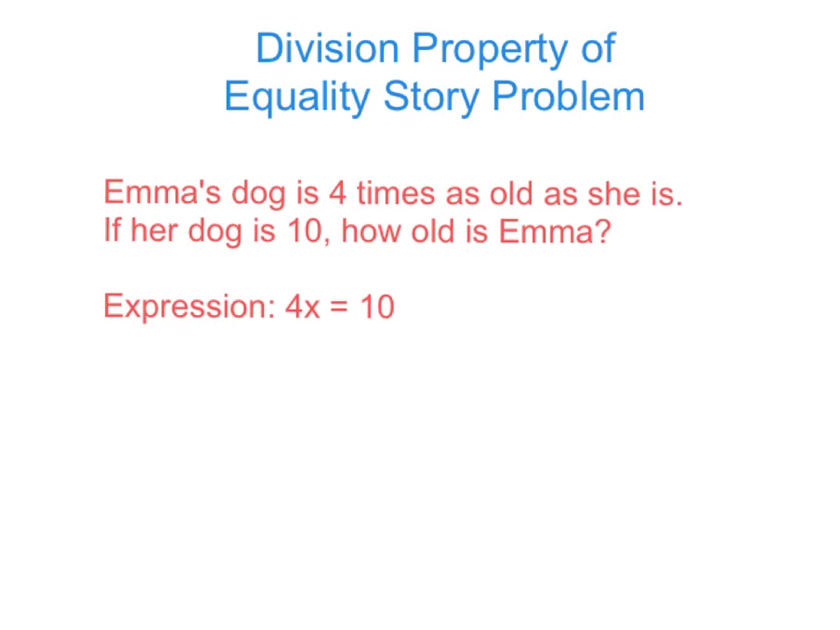Now that we have learned how to solve equivalent expressions using the division property, we're going to take a look at a story problem that will use this property. Emma's dog is 4 times as old as she is. If her dog is 10, how old is Emma?